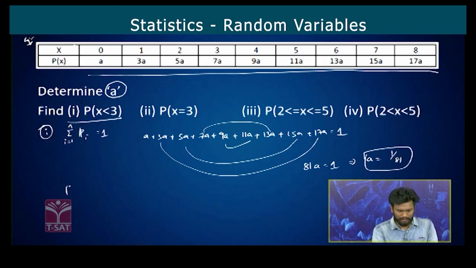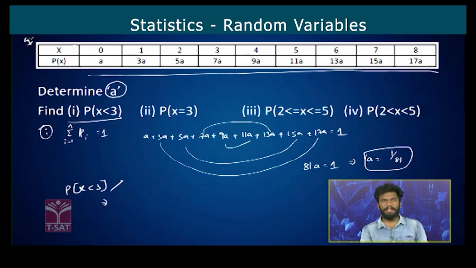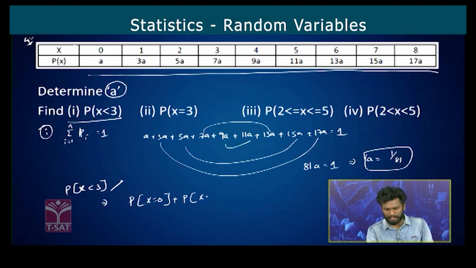Probability of x less than 3. Probability of x less than 3. See here, in order to find the probability of x less than 3, we have to consider probability of x is equal to 0 plus probability of x is equal to 1 plus probability of x is equal to 2, till 2. It is saying just less than 3. So 0, 1 and 2 we have to consider.